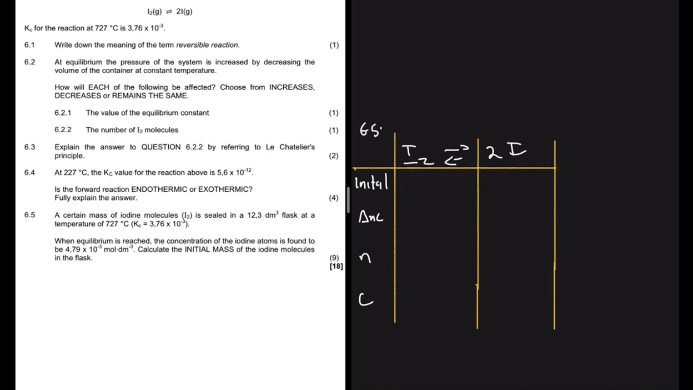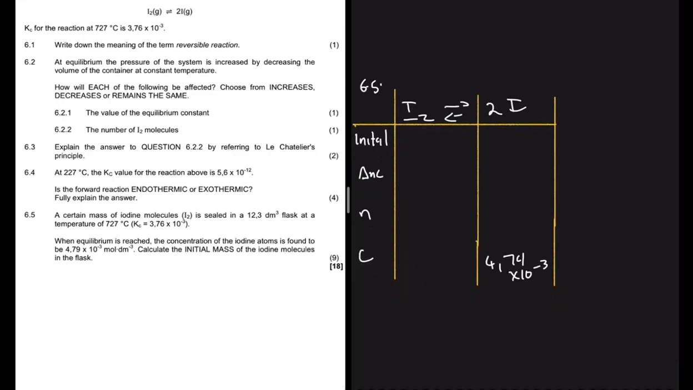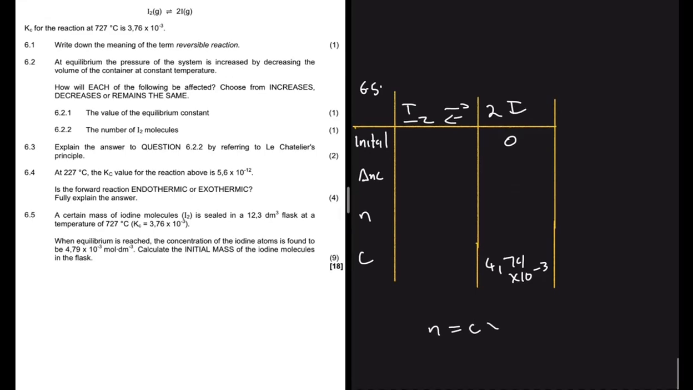It says that for the concentration of the iodine atoms at equilibrium, we have 4.79 times 10 to the minus 3. So if we have this concentration here, we can then calculate this number of moles here, and then consequently get the change in the number of moles, because initially we had 0 here, right? So now we're gonna say the number of moles is equal to the concentration multiplied by the volume.